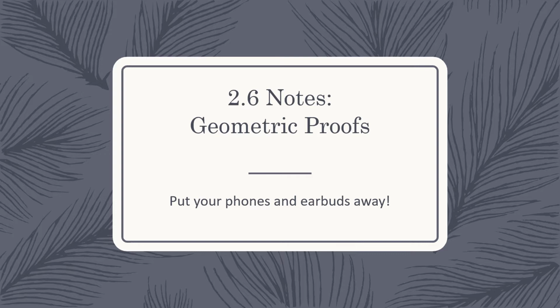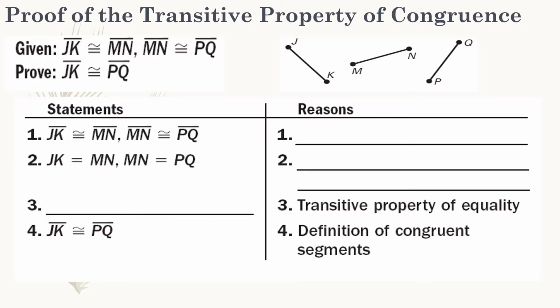So we were working on algebraic proofs with just solving for x or solving for y, but now we're throwing in geometry, with line segments and angles and those kinds of things. So if you don't have your reference sheet out yet, you should probably get that out in order to do these notes. So, the proof of the transitive property of congruence.